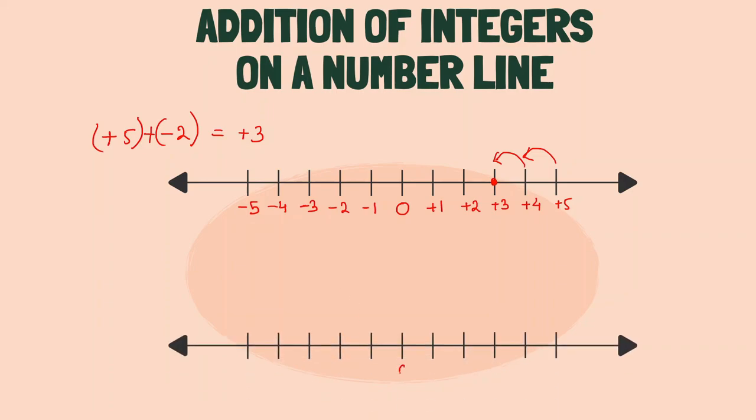Here also I am putting 0 here, plus 1 here, plus 2 here, plus 3, plus 4, plus 5, and minus 1, minus 2, minus 3, minus 4, minus 5 here.